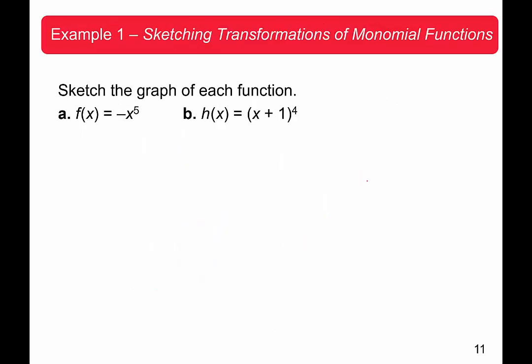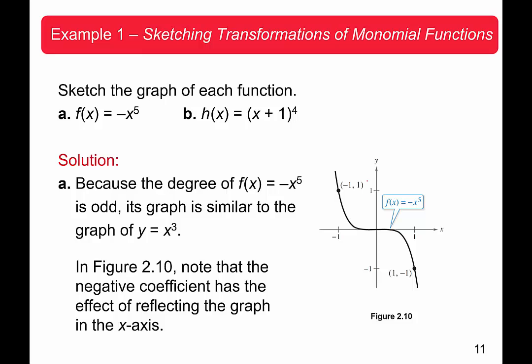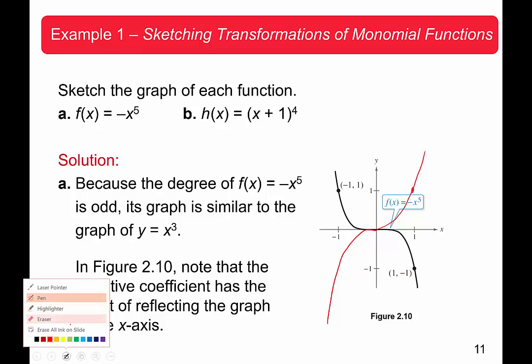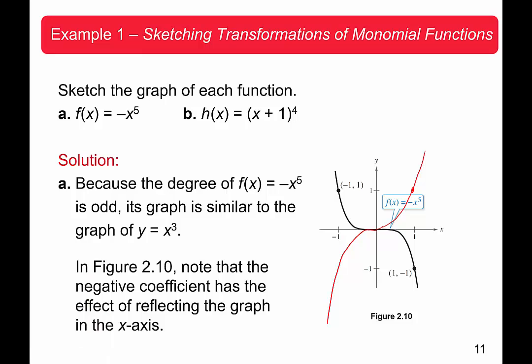Now, if you want to sketch the following graph, first of all, we have f of x equals negative x to the 5th power. First of all, you probably want to start with the x to the 3rd power, something like that. X to the 5th will be a slightly wider graph. So you go like this.